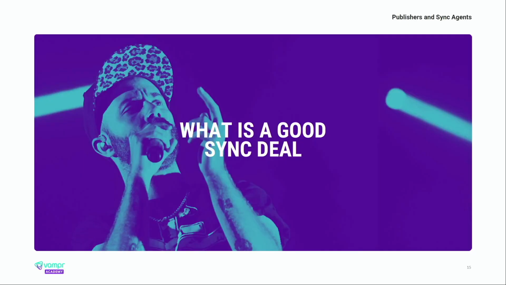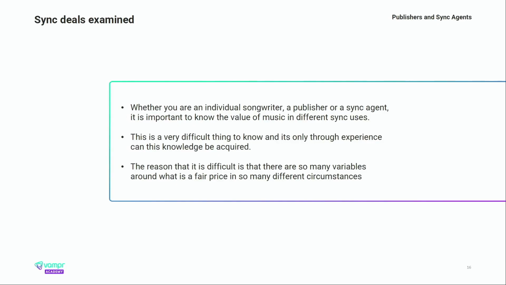So we touched on this in the last class. What makes for a good sync deal? What's the right amount? Well, that's almost impossible to answer, because the real answer to that is, what's the value of music? How do you measure the value of music? If you're an individual songwriter, if you're a publisher, if you're a sync agent, you need to have some sense of what the value of music is in particular circumstances, in particular types of use. Now, that's really difficult because there are so many moving parts to sync deals, to identifying the value of music.